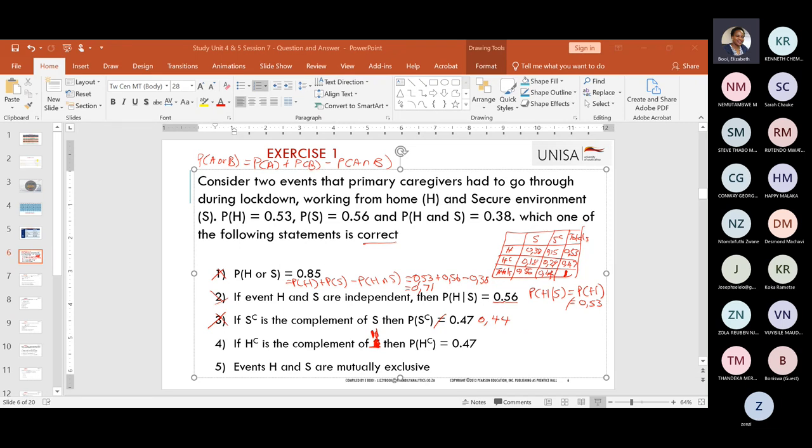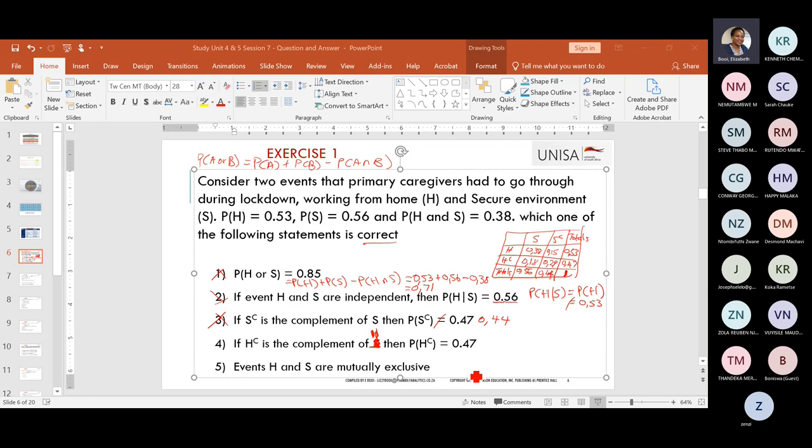Sometimes they will give it to you in a question like this. As you can see from here, I've got a table with home and away. And they told me that H is home, S is secure environment. So the complement is insecure. The complement of home is away, and you can answer the question relating to this. And here they're asking you to find out whether secure and insecure are complements of one another. Events that home and secure are independent. Therefore, you will need to prove that the probability of home given secure is the same as the probability of home. And if not, then they are not independent.